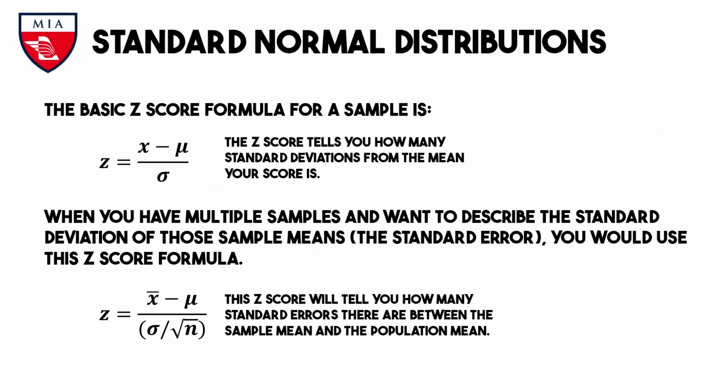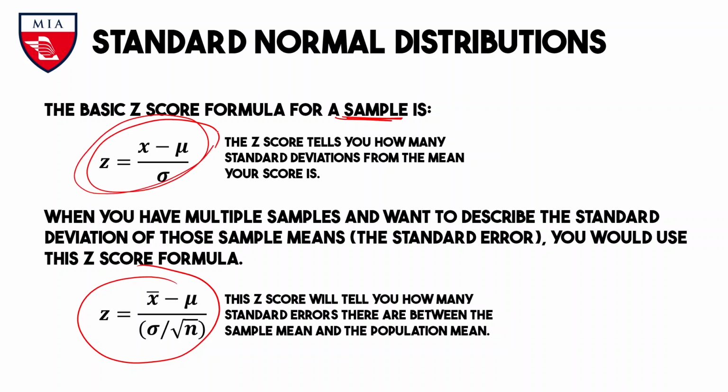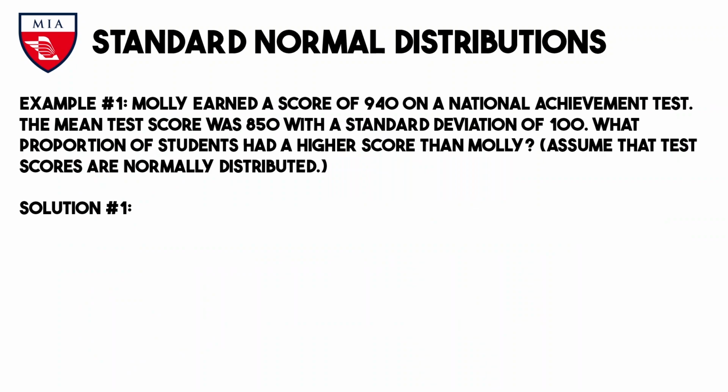So the basic z-score formula for a sample, so we are talking about a sample here. I think you should just be familiarized with this formula, but this is more important to remember. We have z-score is equal to x minus mean over standard deviation. So example number 1.